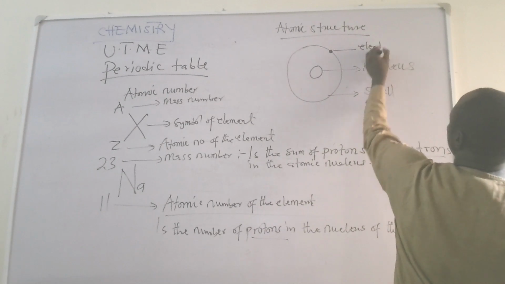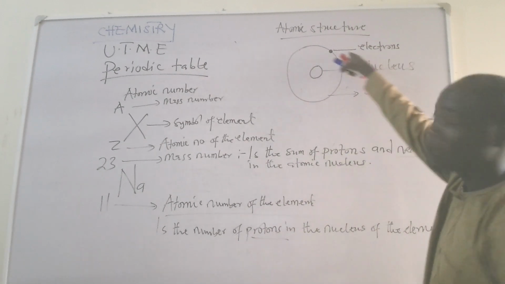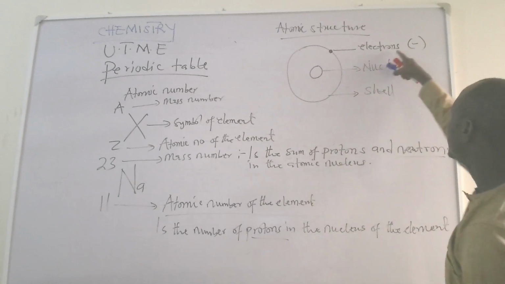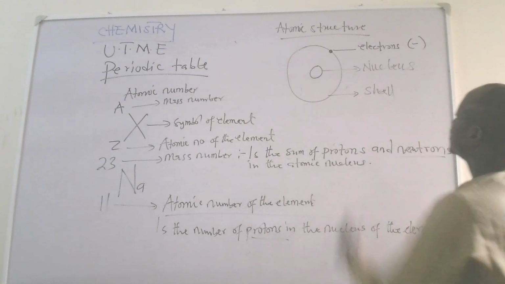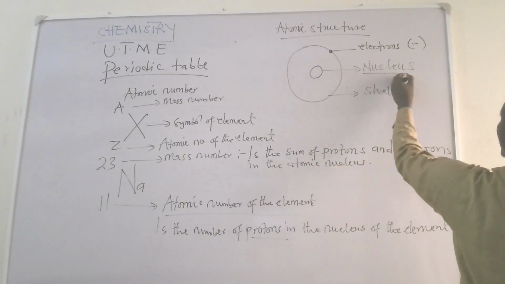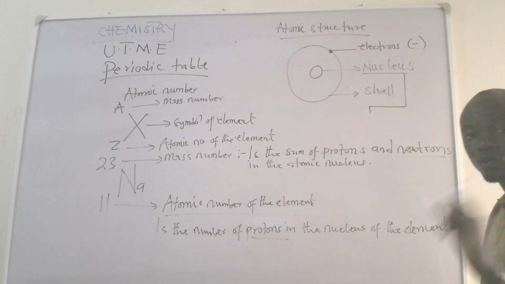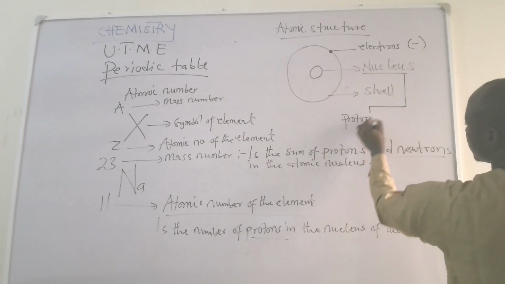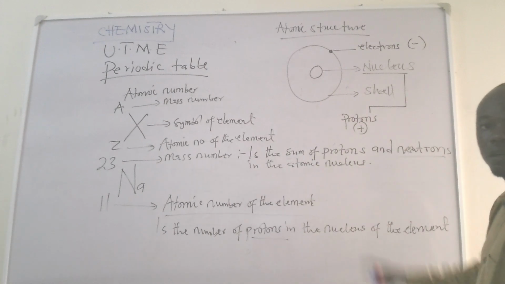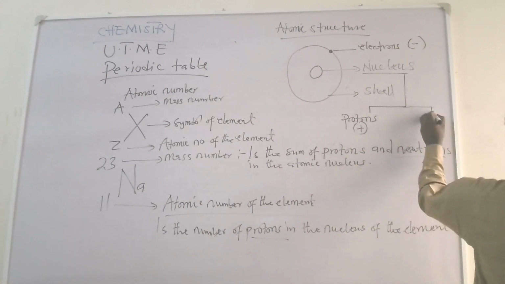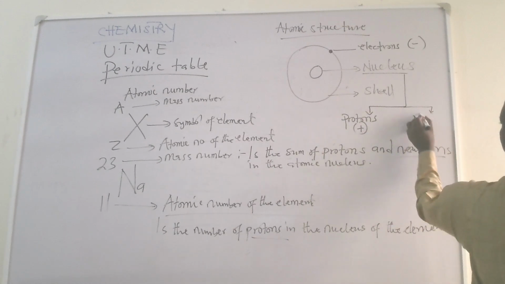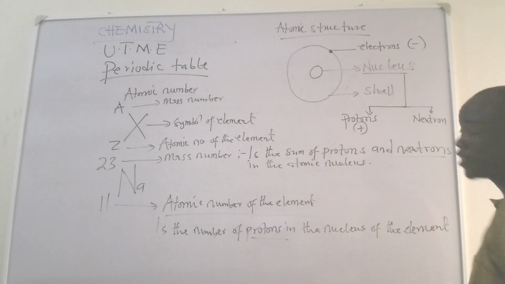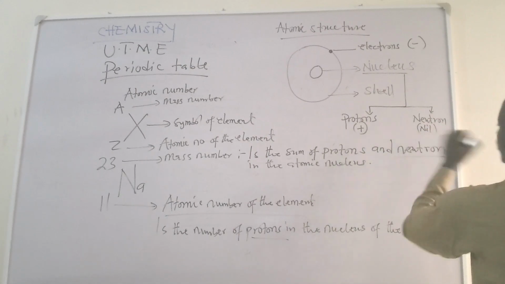Electrons are found on the shell and they have a negative charge. Inside the nucleus of the atom, we have protons, and protons have a positive charge. There is also the neutron, and the neutron is neutral. It doesn't have a charge, so it's nil.